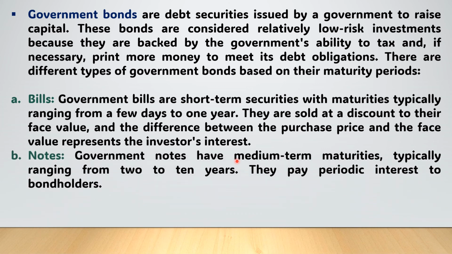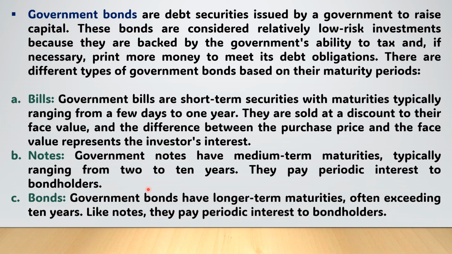Okay, also, we have here the notes. Government notes have medium-term maturities, typically ranging from 2 to 10 years. They pay periodic interest to bondholders. And under the government bond, last is the bond. Government bonds have longer term maturities, often exceeding 10 years. Like notes, they pay periodic interest to bondholders.